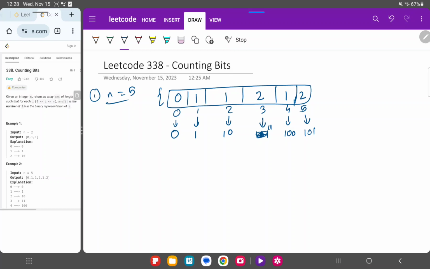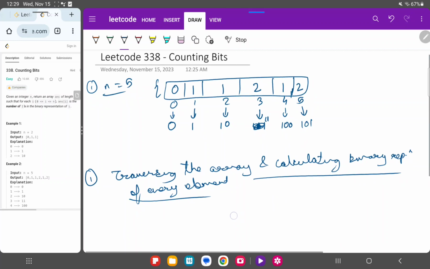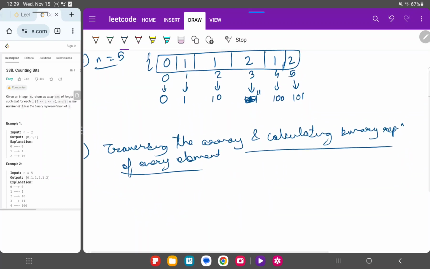So how can we code this? The first approach is very straightforward, the most obvious approach, which is basically traversing the array and calculating the binary representation of every element. So basically what we do in that scenario is traverse over the array.